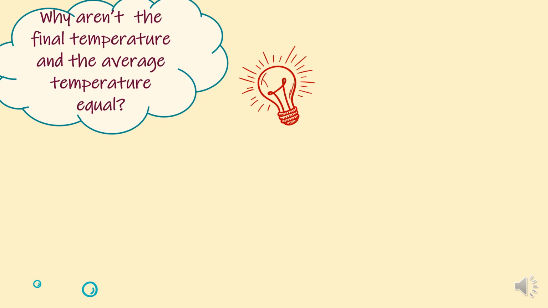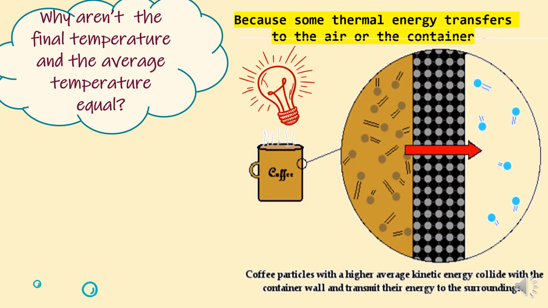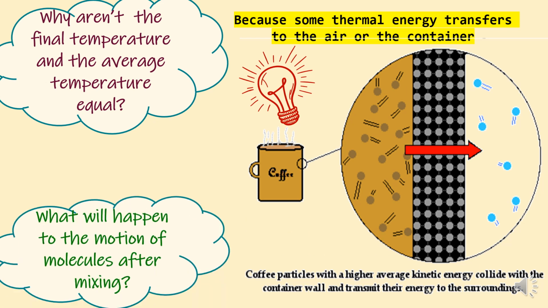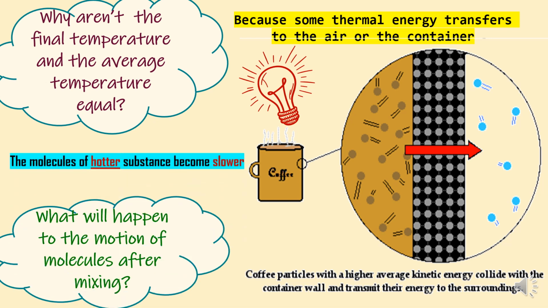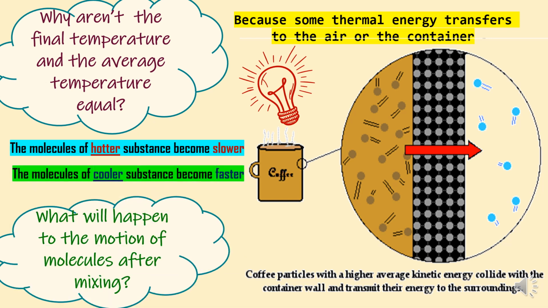But do you know why aren't the final temperature and the average temperature equal? Because some of the thermal energy transfers to the air or the container. So what will happen to the motion of molecules after mixing? The molecules of the hotter substance become slower. The molecules of the cooler substance become faster after mixing.